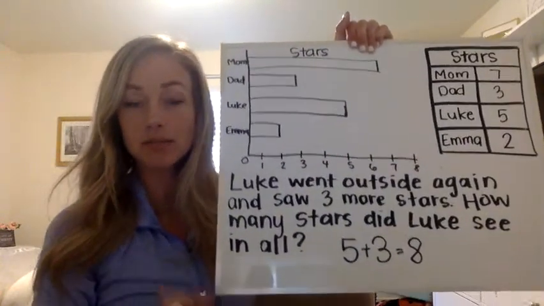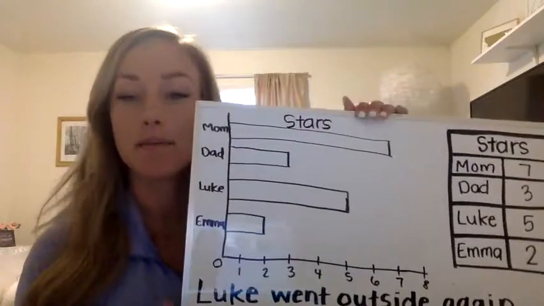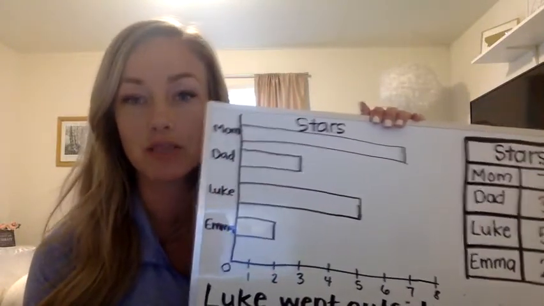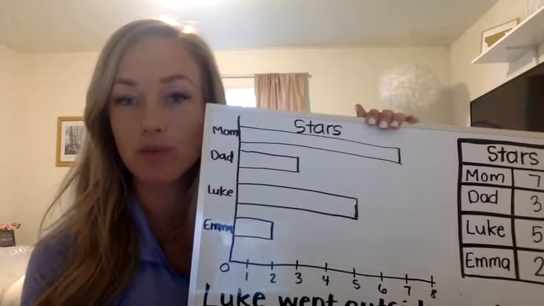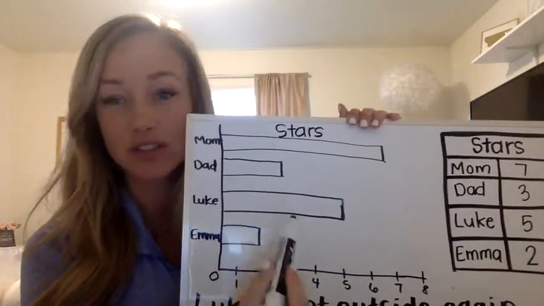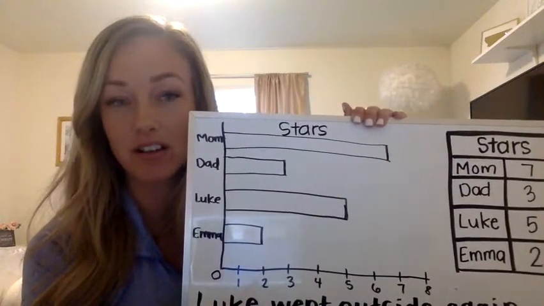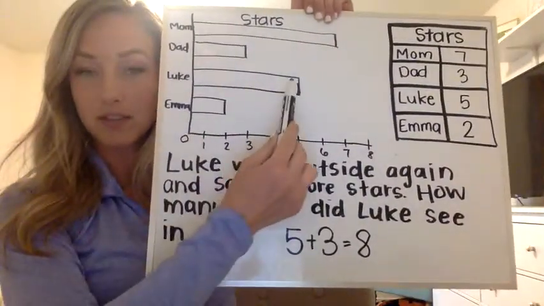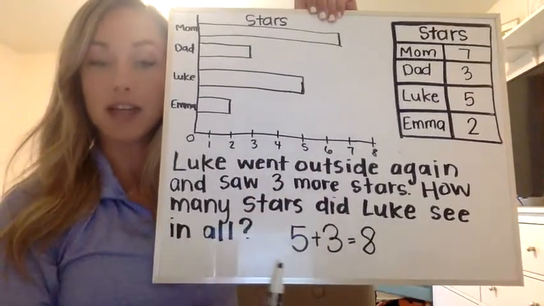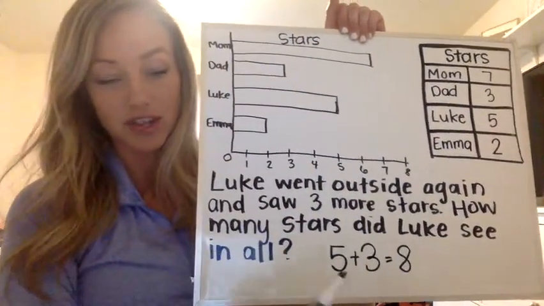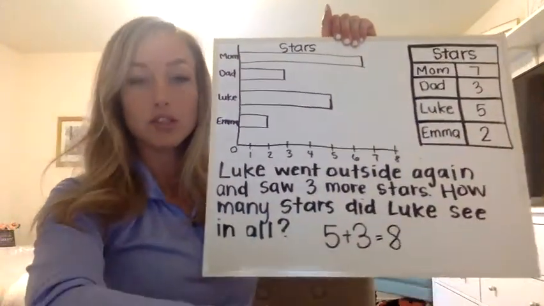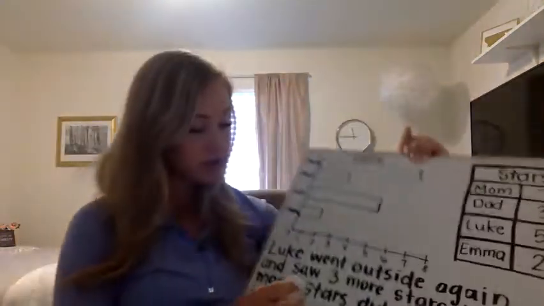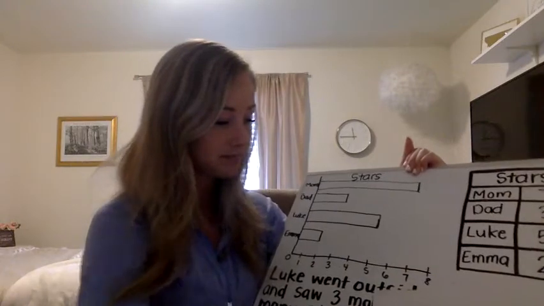Okay, so sometimes it'll ask you questions that you can't answer by just looking at the graph because it gave us new information, right? It told us that he saw 3 more. That's not on our graph. It doesn't show those 3 more stars that he saw on our graph, right? But we knew how many he started with because of the graph, and then we could add the 3 to find out how many he saw now. Okay, so sometimes it'll give you new information that you have to use to answer the problem.